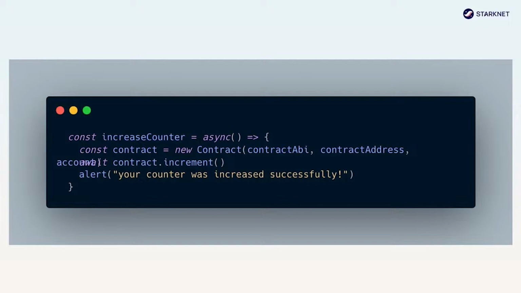You just import the contract API from Starknet.js. You have to have Starknet.js installed. And you pass in the contract API, the contract address, and the account, and simply call the increment function on your contract.